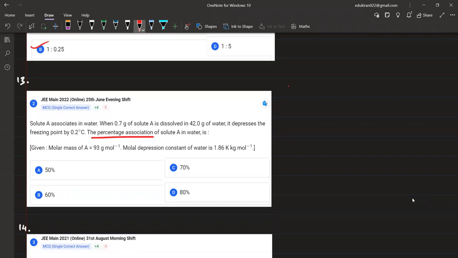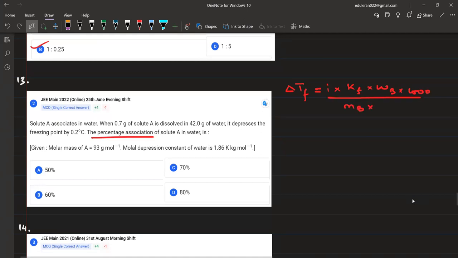So tell me, delta Tf is equal to 0.2. नहीं, delta Tf तो सही है आपका 0.2, ठीक है. फॉर्मूला पूछ रहे हैं, और जो फॉर्मूला है: delta Tf is equal to i into Kf into molality. हाँ, मोलालिटी दिया हुआ है क्या यहाँ पे? नहीं ना. So you have to write what? हाँ, WB into 1000 ये फॉर्मूला यूज़ कर लीजिए इसका, MB into WA. Everything should be in grams.